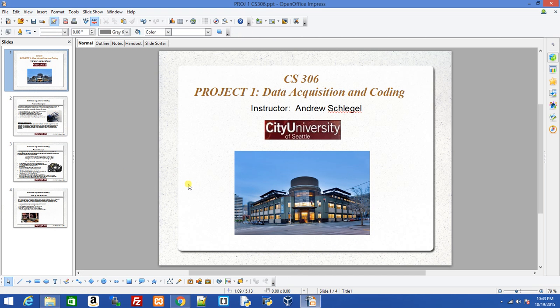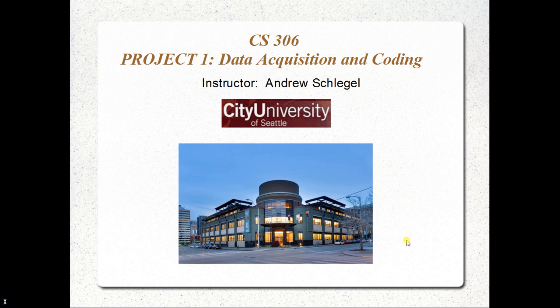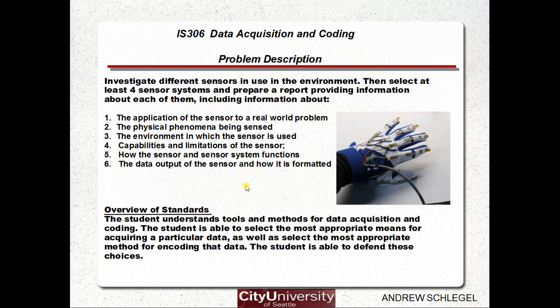All right, make a PowerPoint show here. Okay, so this is data acquisition and coding. I'm not going to read everything to you here, but I'll go over most of it. So what you want to do is pick 4 sensors, okay? We know there's sensors everywhere in the environment. Then select it. Then prepare a report providing information about each of the sensors.